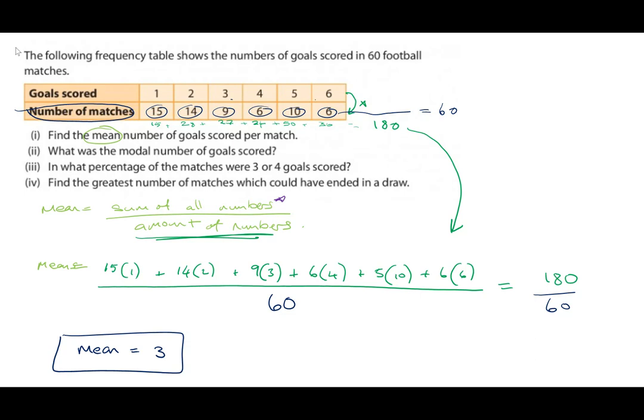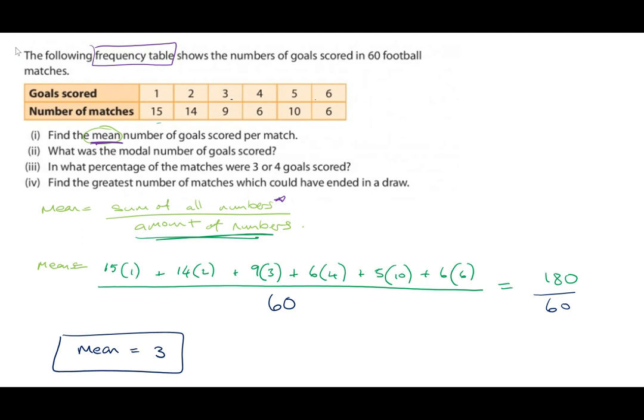So every time that you have a frequency table, to get the mean, we're multiplying top by the bottom, plus top by the bottom, plus top by the bottom, plus top by bottom, plus top by bottom, plus top by bottom. Okay, so really important when we have the mean, that's what we're looking for. Okay, right.